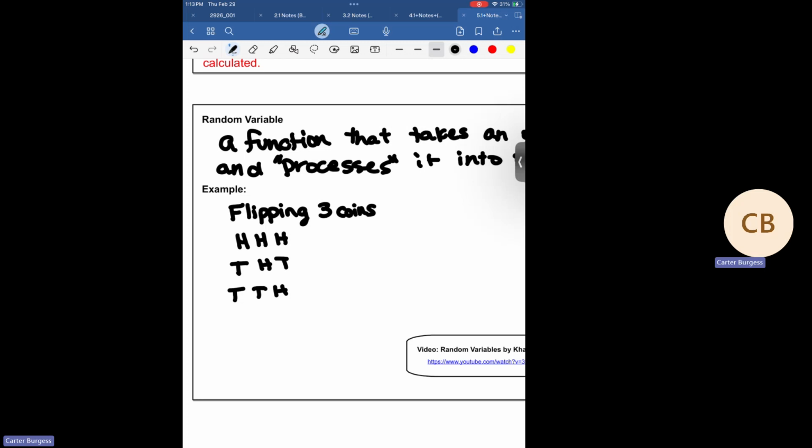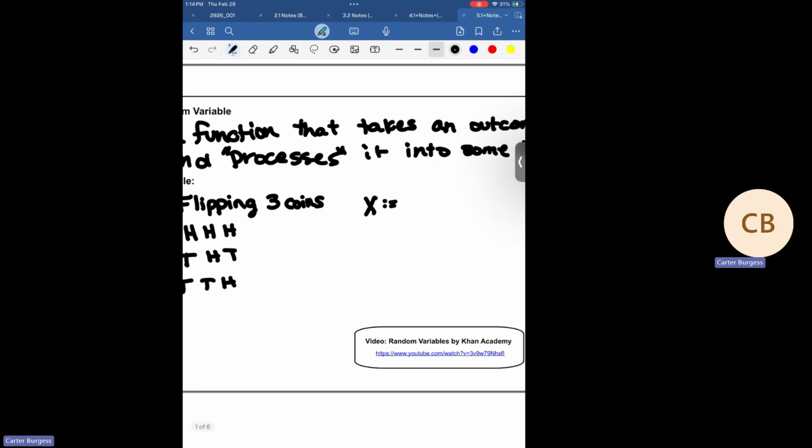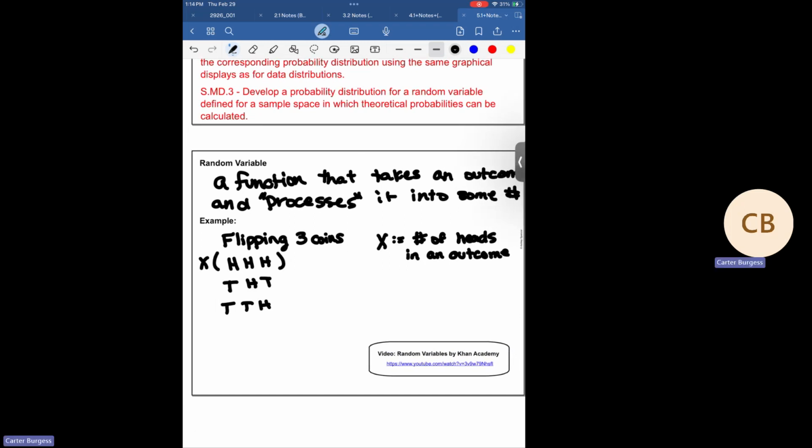So the random variable is going to be a function that takes in an outcome and converts it into that particular numeric value. So for instance, let's define our random variable, capital X, as being the number of heads in an outcome. What is going to be the value that this random variable takes on when considering the outcome heads, heads, heads? 3.